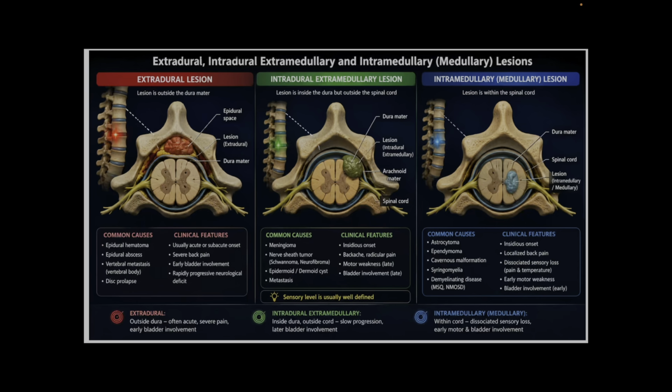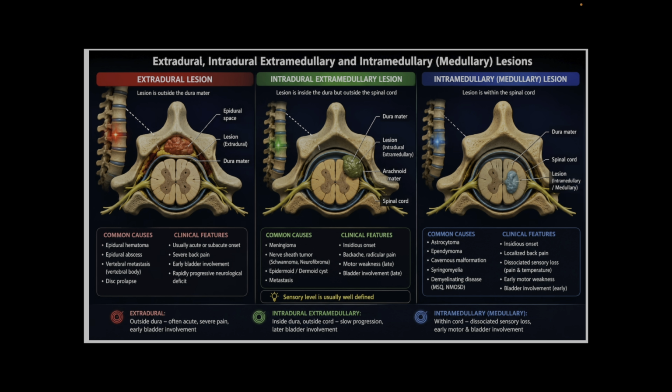Extradural, intradural extramedullary and intramedullary lesions. So spinal cord lesions are classified according to their anatomical location into three major groups: extradural, intradural extramedullary and intramedullary lesions. Understanding these locations helps narrow the differential diagnosis and predict clinical presentation.